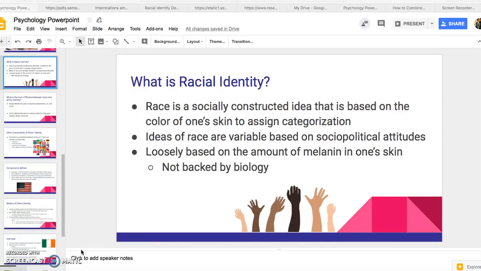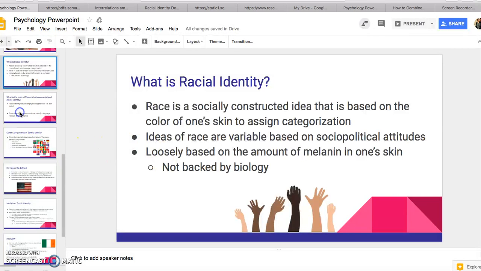Well, race is a socially constructed idea which is based on the color of one's skin to assign categorization. And ideas of race are variable based on sociopolitical attitudes. So the ideas of race are going to change from place to place, from group to group. They're always changing. And race is loosely based on the amount of melanin in one's skin. So we know that race is not supported by biology. There's no biologic evidence to really support race.